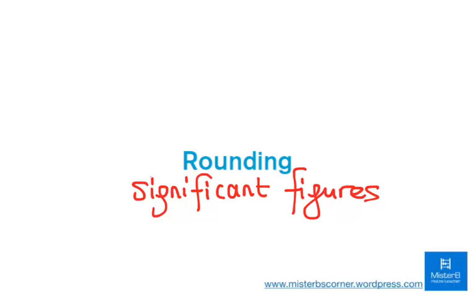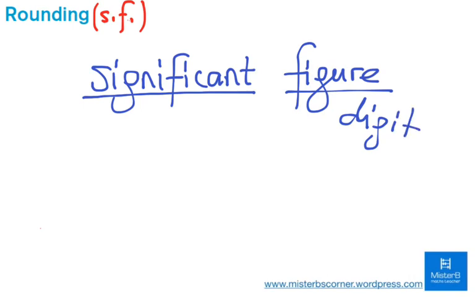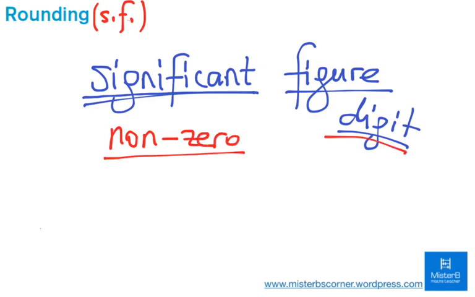In this video, we are going to talk about rounding numbers to a given number of significant figures. When we're talking about significant figures, first of all, figure stands for the digits in a number, right? A figure is a digit in a number, and for a digit to be significant, it must be a non-zero digit. Alright, so we're talking about non-zero digits to round to. Now let's see an example.